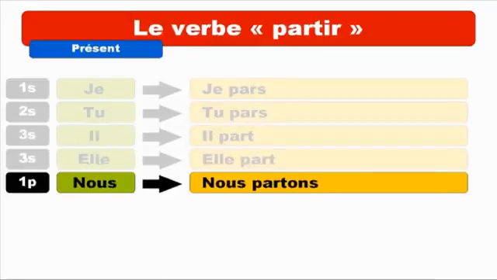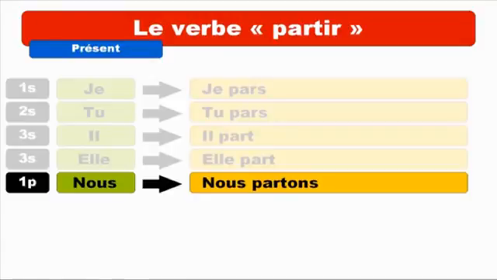So let's see nous now. First person of the plural, it's nous, and then we get nous partons. Okay, so the final S is not pronounced as usual, so you only need to pronounce at the end this nasal, on. Alright, nous partons.